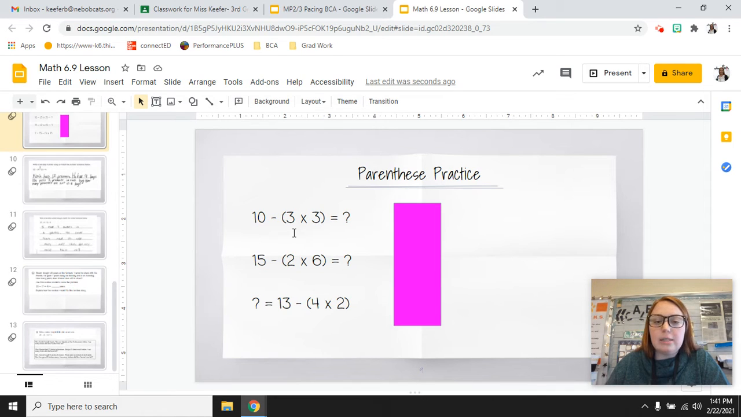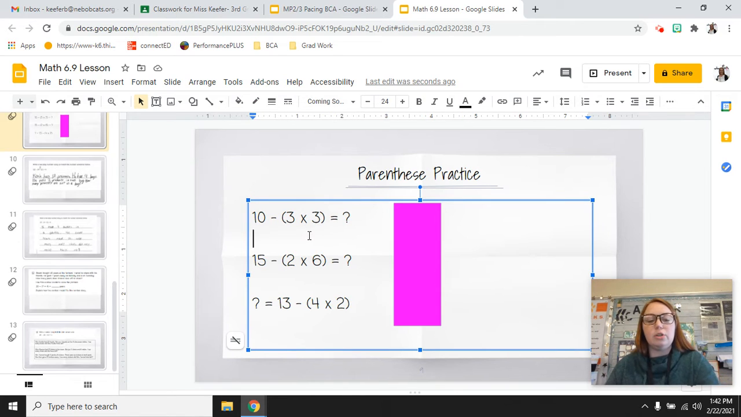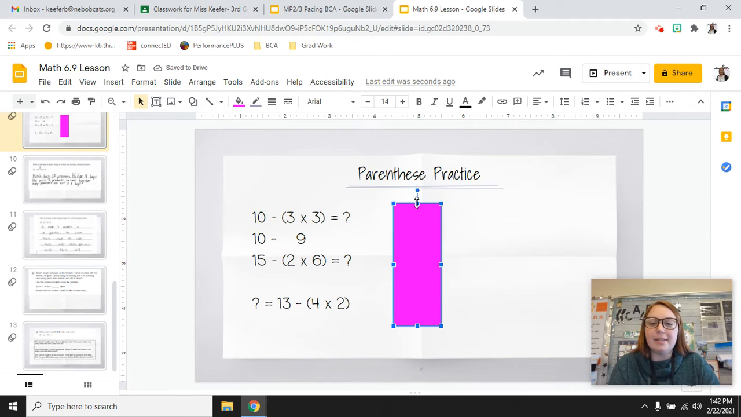So 10 minus, and then parenthesis 3 times 3 parenthesis. How would we start with this problem? We would start with 3 times 3. What is 3 times 3? That would be 9. So we would do 10 minus 9. You guys know that. 10, take away 9, we're left with 1.